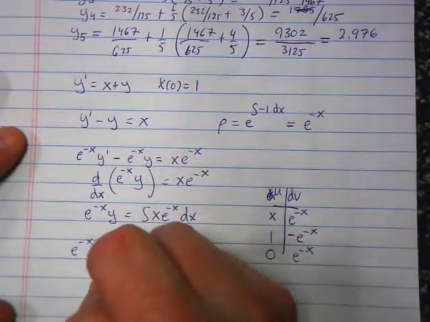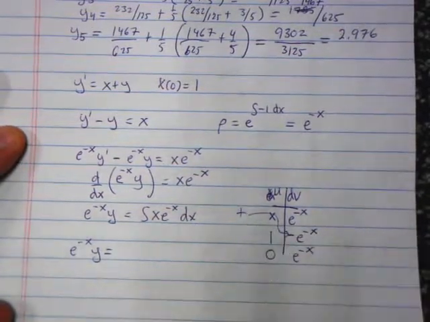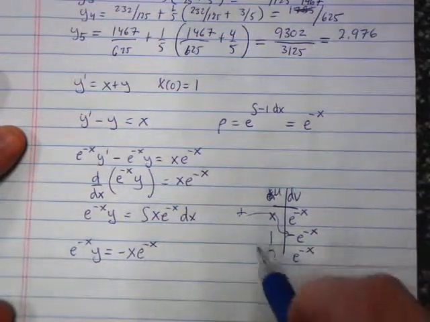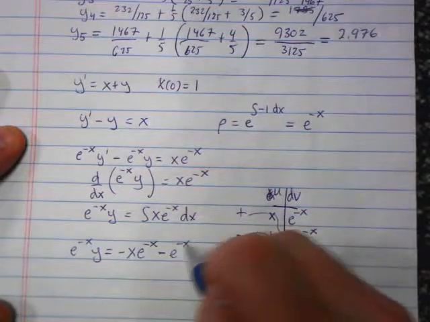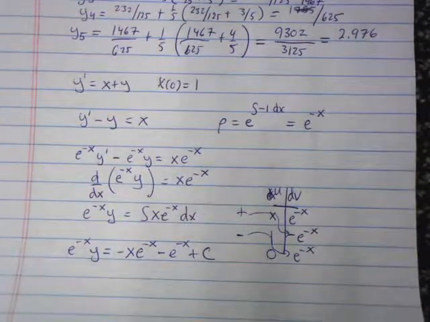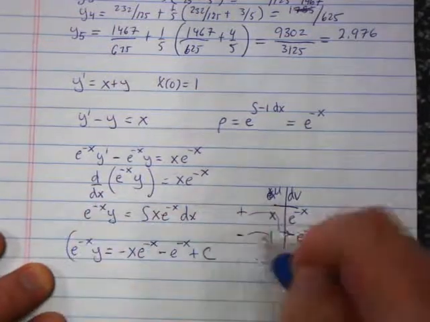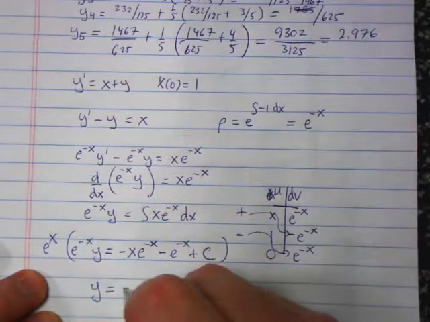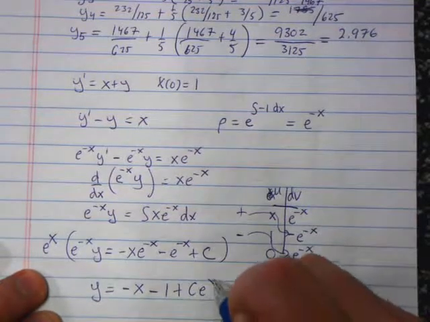So e to the negative x y is, I multiply that way, and that one gets a positive. So that's going to be negative x e to the negative x. And then I multiply that way, and that one gets a negative, minus e to the negative x plus c. Or think of that as multiply by e to the x. So y is negative x minus 1 plus c e to the x.